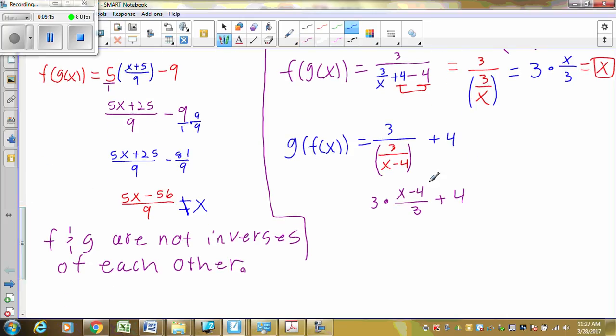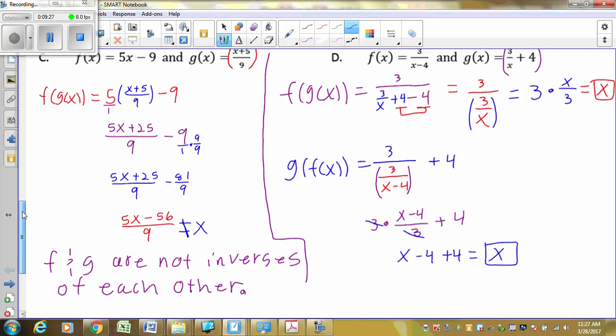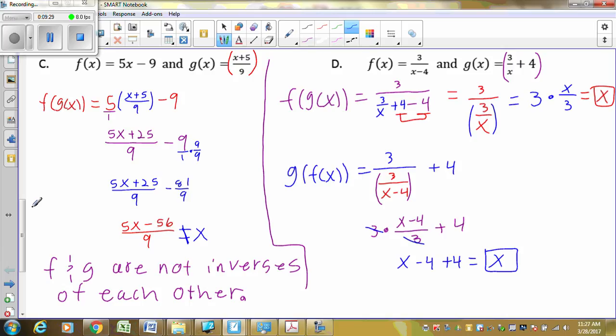Right? And so then 3's will cancel. And so we end up with x minus 4 plus 4. And we can see that it simplifies to x. So yes, f and g are inverses of each other in this case. Okay, so that concludes the first example.